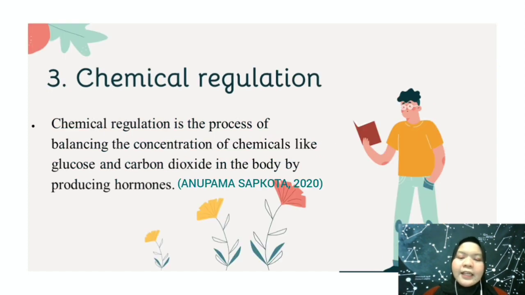And lastly, chemical regulation. Chemical regulation is the process of balancing the concentration of chemicals like glucose and carbon dioxide in the body by producing hormones. During this process, the concentration of hormones like insulin increases when the blood sugar level increases, in order to bring the level back to normal.